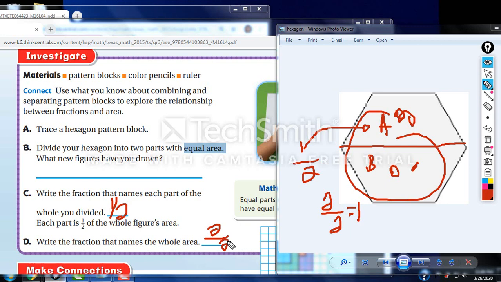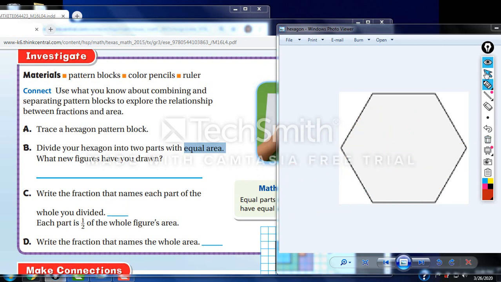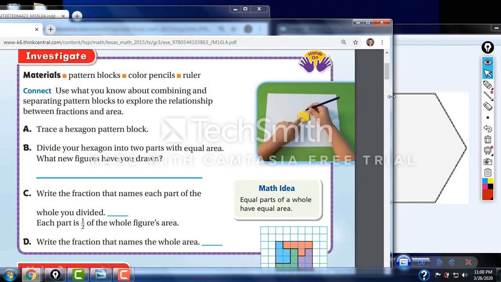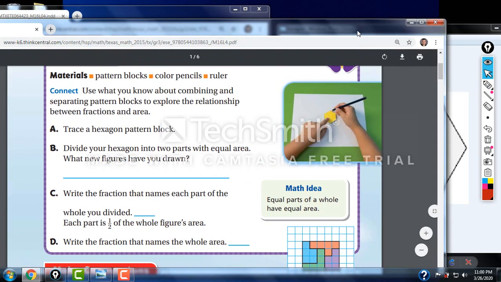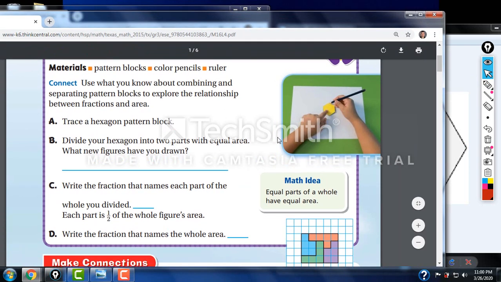Good. Oh. My mouse doesn't seem to be working. Alright, let me clean this up. If you have questions again, go back and replay the video and understand what is being discussed here. It's very important that you understand the whole, the halves, and the area.